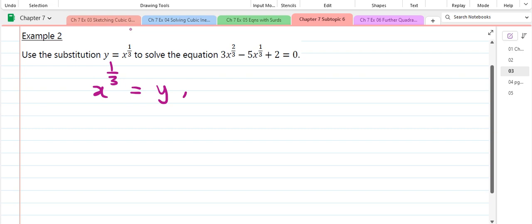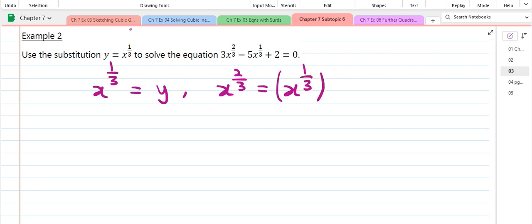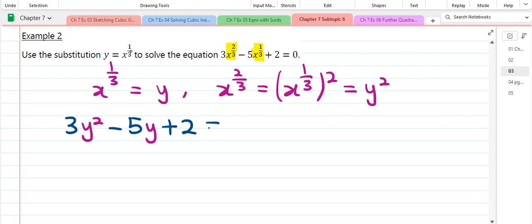And for this one, x power 2 over 3 is x power 1 over 3, and then another power of 2, which means this is y squared. So you can see here, both x power 2 over 3 and x power 1 over 3 can be replaced with y squared and y. So 3 times x power 2 over 3 will be 3y squared minus 5, x power 1 over 3 is y, plus 2 equals 0.